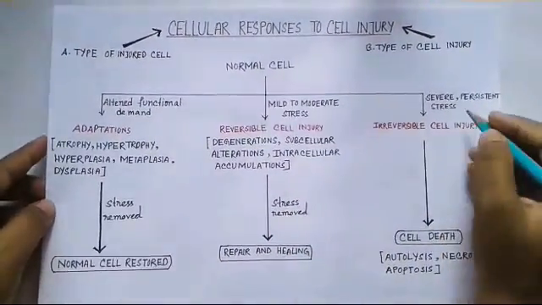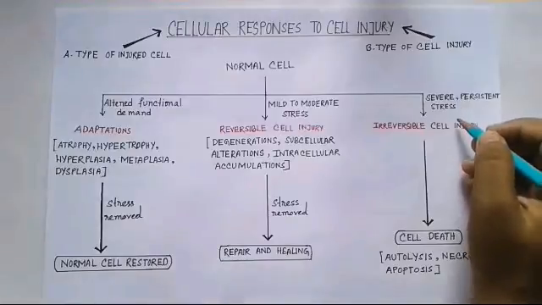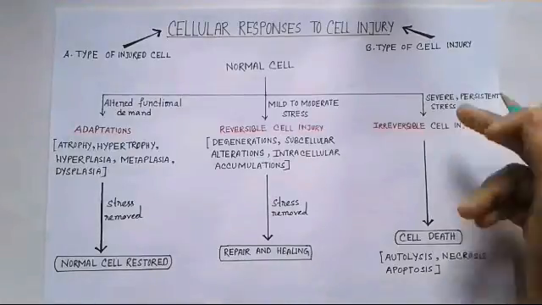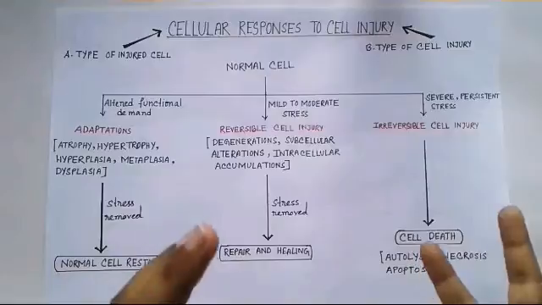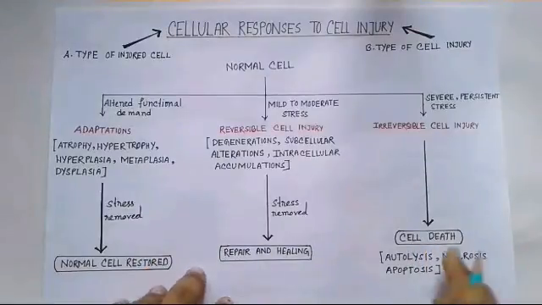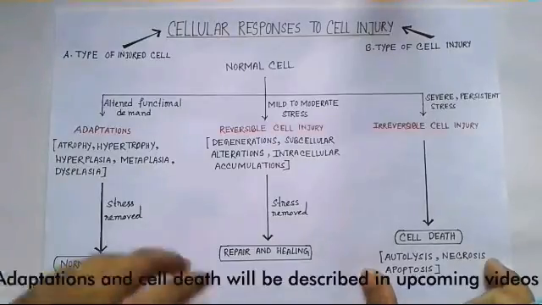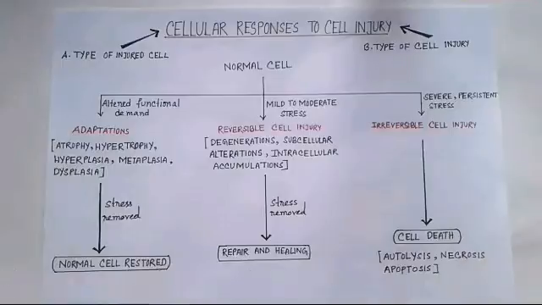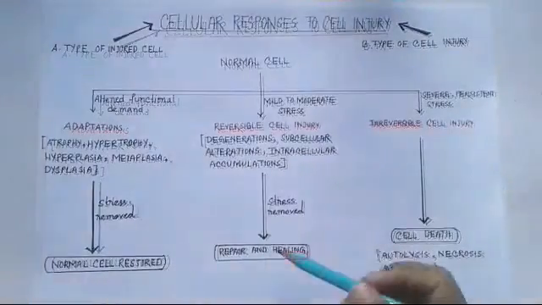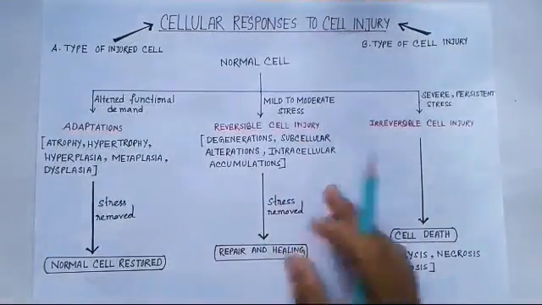But persistent and severe stress can cause irreversible cell injury, because in this case the cell cannot be cured. Cell death will occur. Some stages of cell death are autolysis, necrosis and apoptosis. I will describe this topic and these adaptations in upcoming videos. Today I will describe only the reversible type of cell injury.